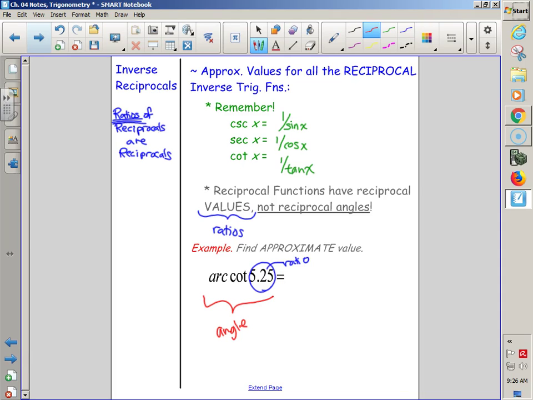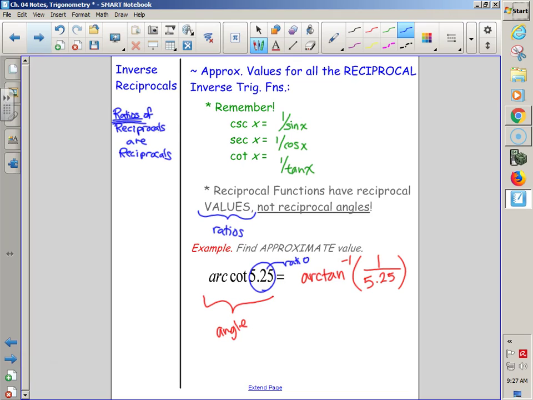So here's what you get to do. We are going to use tangent inverse. But tangent inverse can't take cotangent's ratio. And 1 over tangent inverse won't get me what I need. Tangent inverse needs the reciprocal ratio.